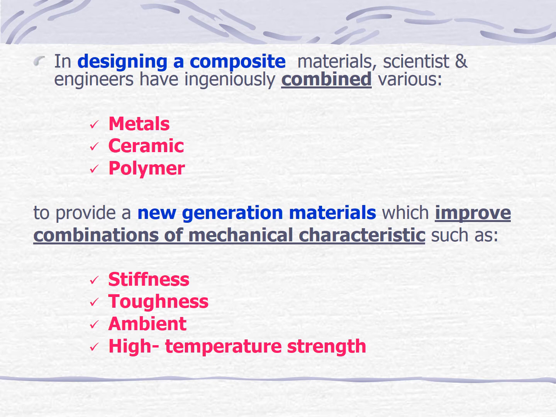In designing composite materials, scientists and engineers have combined various metals, ceramics, and polymers in order to provide a new generation of materials which improve the combination of mechanical characteristics. For example, it will improve the stiffness, the toughness, ambient strength, and also high temperature strength.